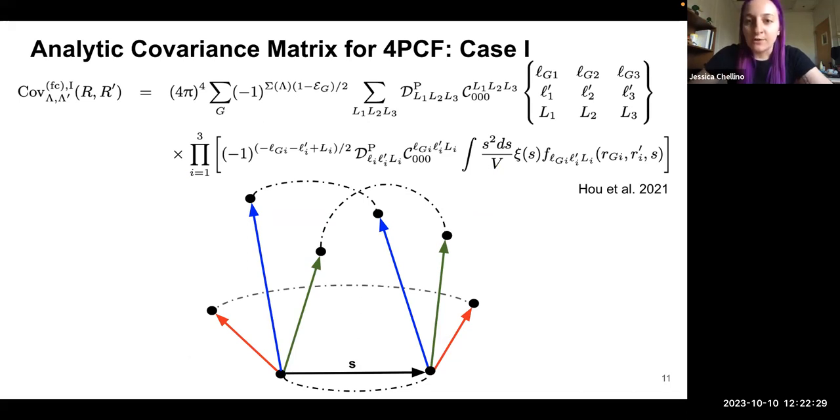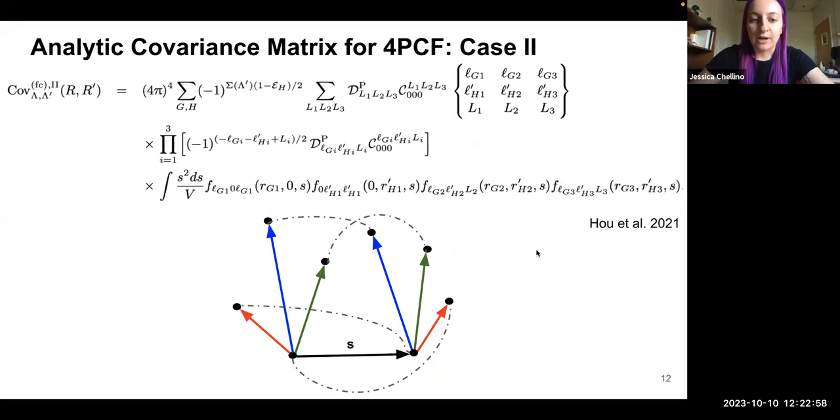This equation gives an analytic covariance matrix for this first case. The important part to focus on is this integral over S, or the integral over separation between primary vertices. So we have xi of S, which is a 2-point correlation function, and these F integrals, which I will define a few slides from now. But these F integrals depend on the power spectrum and spherical Bessel functions. So the two pieces that we need for case 1 of the covariance are the 2-point correlation function and the F integral.